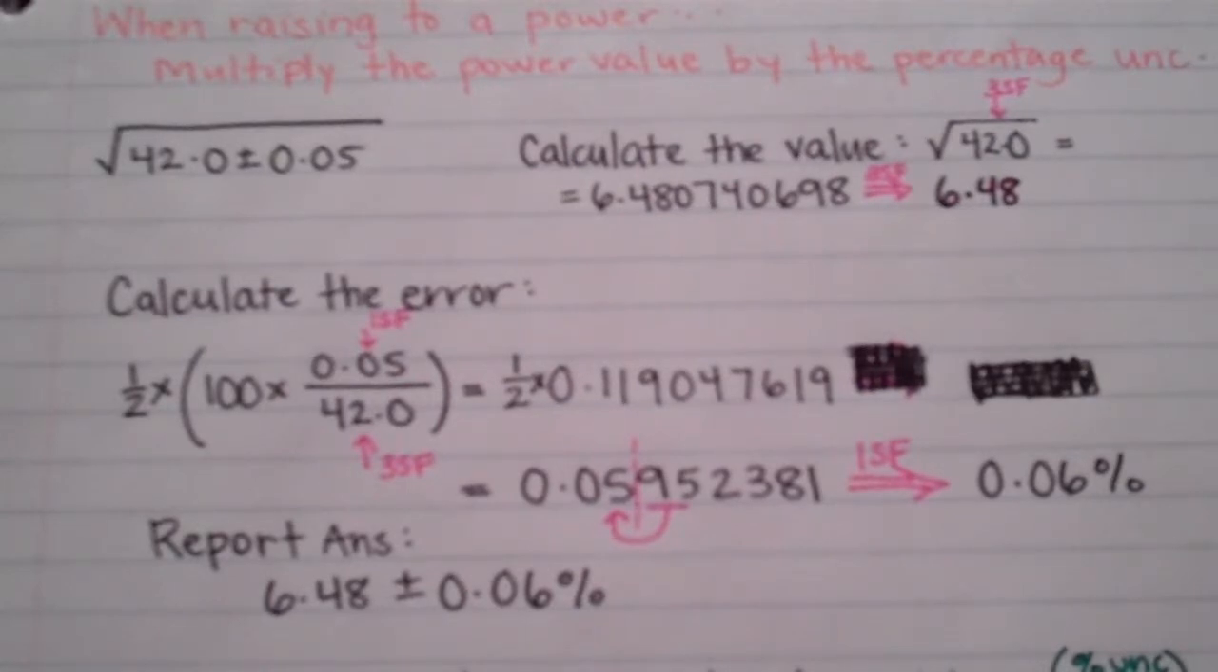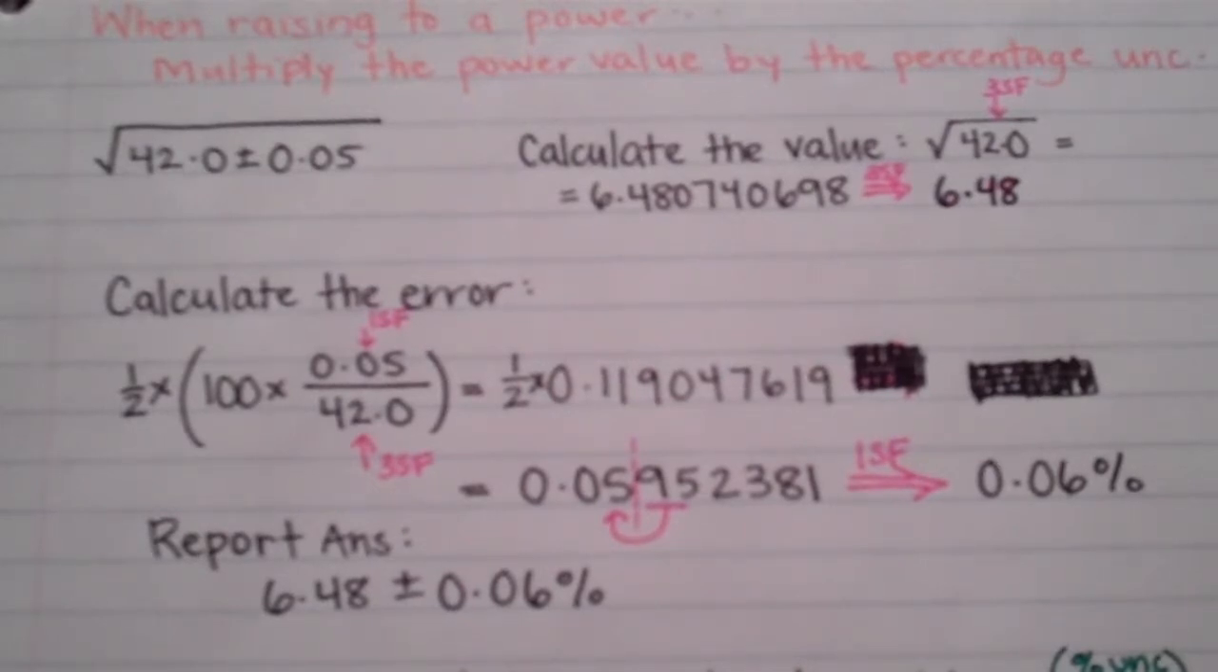So one thing I need to do right off the bat is calculate the value. So I'm going to take the square root of 42.0. My calculator kicks out a big number. It says 6.480740698. But I know by looking at the value 42.0 that I need to report my answer with 3 significant figures. So I'm going to look at my first 3 digits that I have there, 6.48. Then I look at the value directly behind the 8. It's a 0, so it's not 5 or above, so I do not need to round up. So I leave it just at 6.48.